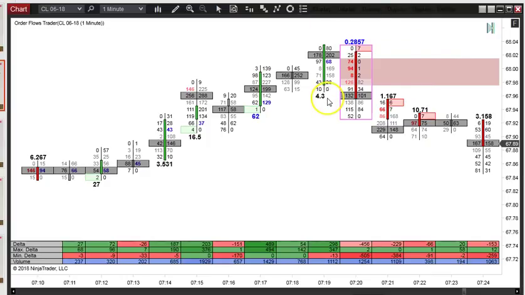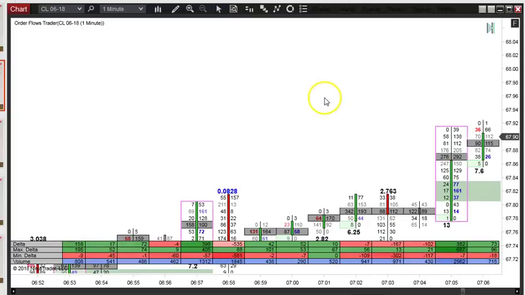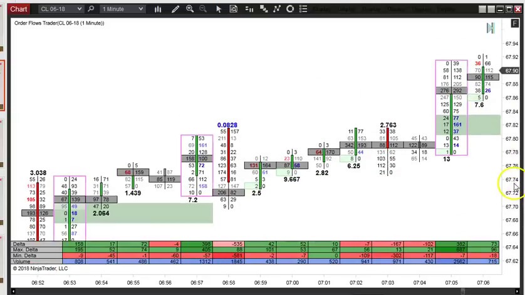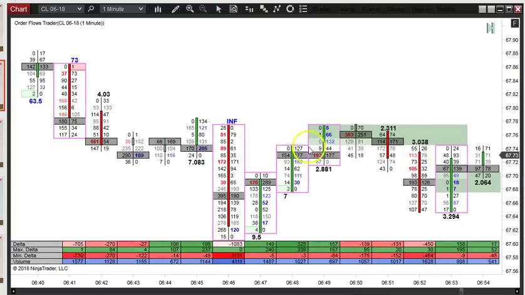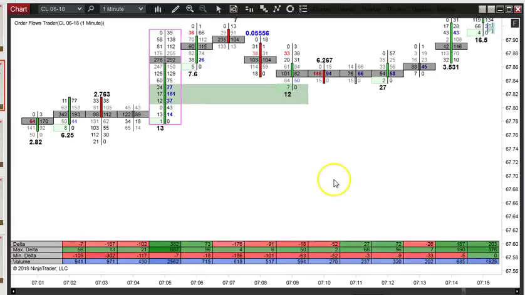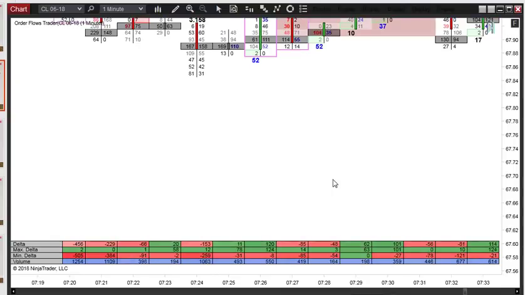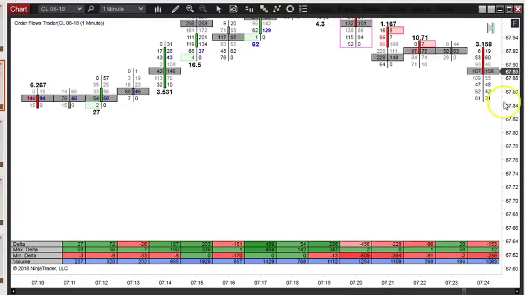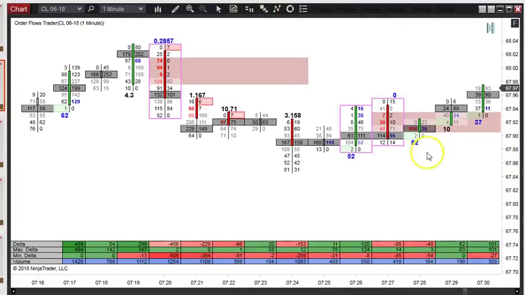Now again, this is similar to this trade here that didn't work out. Notice this point, this stacked imbalance. It's off the low. I'd like it more if it was on the low, but you can only trade what the market gives you. Not everything is a textbook example. But then look what happens.